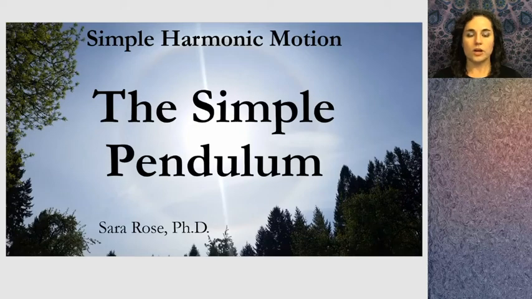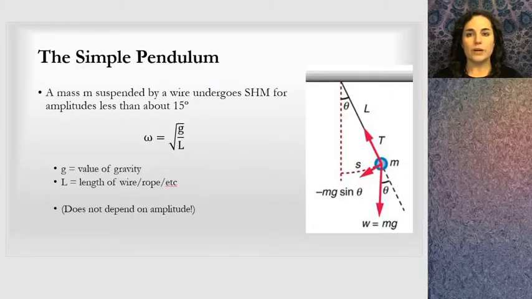This is a lesson on the simple pendulum in the unit on simple harmonic motion. The simple pendulum is very precisely defined as a mass on the end of a long string or wire. That's what it is. There's only a few variables involved.